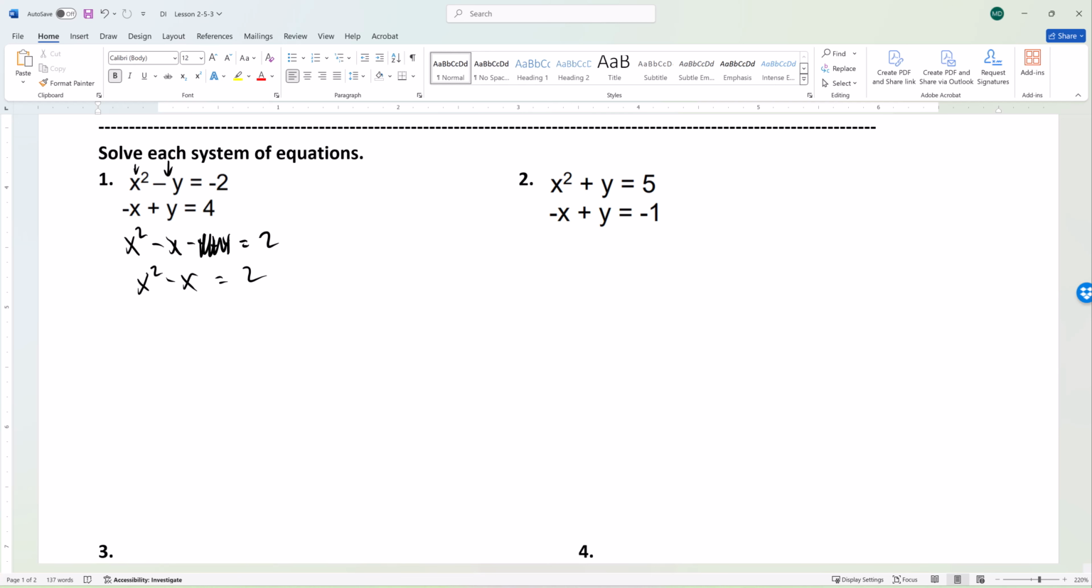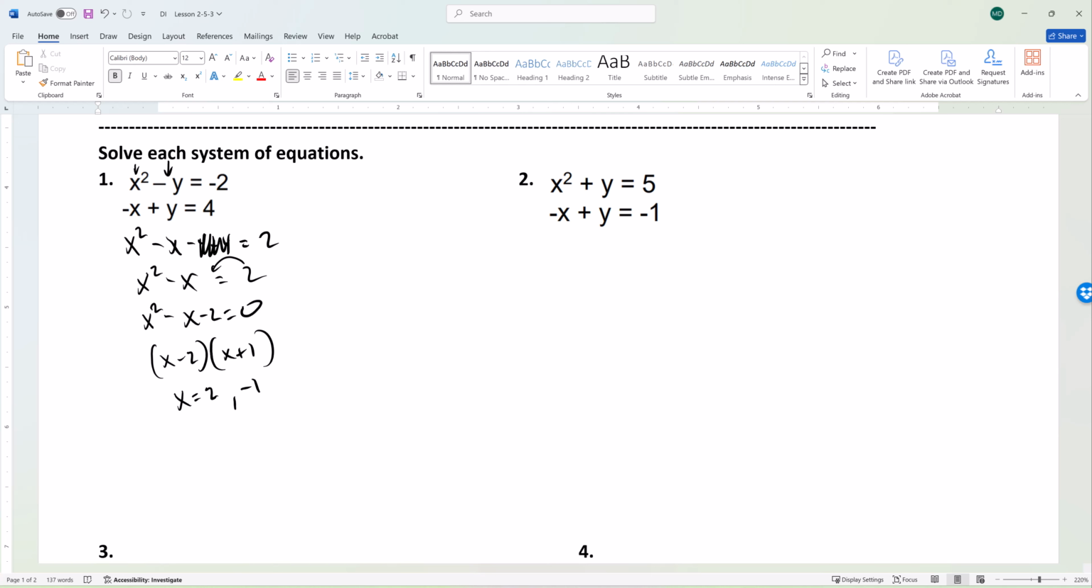How do I solve quadratic equations? I want it to equal 0, so I can subtract the 2. And now factoring, a times c, factors that add to b, you get x minus 2 and x plus 1. So set each equal to 0, you get x equals 2 and negative 1.